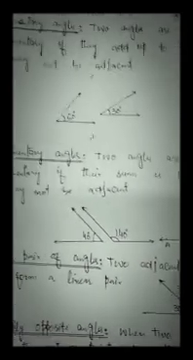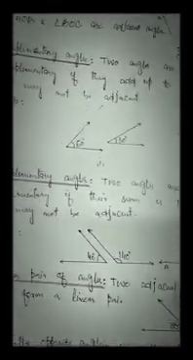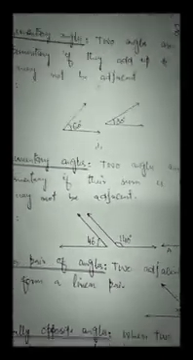And now supplementary angles. Two angles are said to be supplementary if their sum is 180 degree. These also may or may not be adjacent.